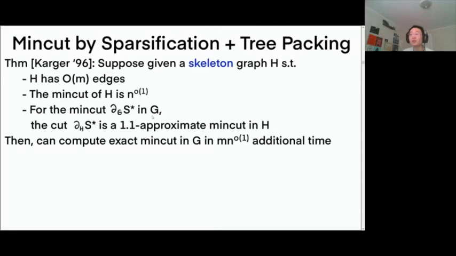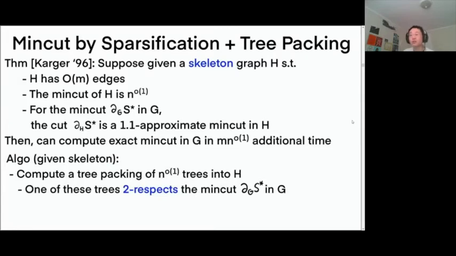And more formally, this means that given the mincut in G, suppose delta_G(S star) is a mincut in G, where S star is a subset of vertices. So delta_G is just the boundary, the set of edges leaving the set. Then this same mincut, the same cut, the same vertex partition in H, is a 1.1-approximate mincut in H. So suppose we are given a skeleton graph H that satisfies these three properties. Then we can compute an exact mincut in essentially near linear additional time, given this skeleton.